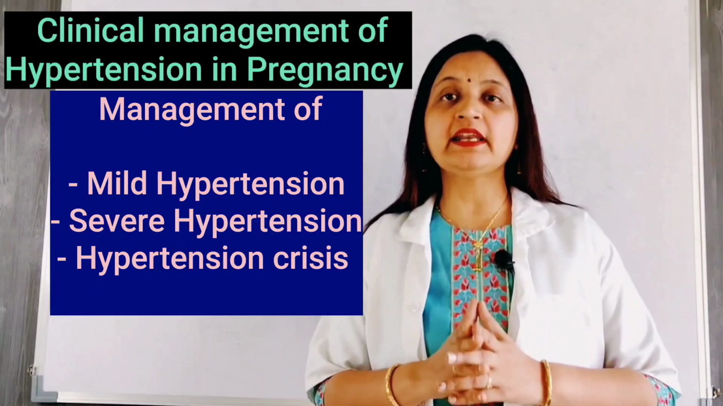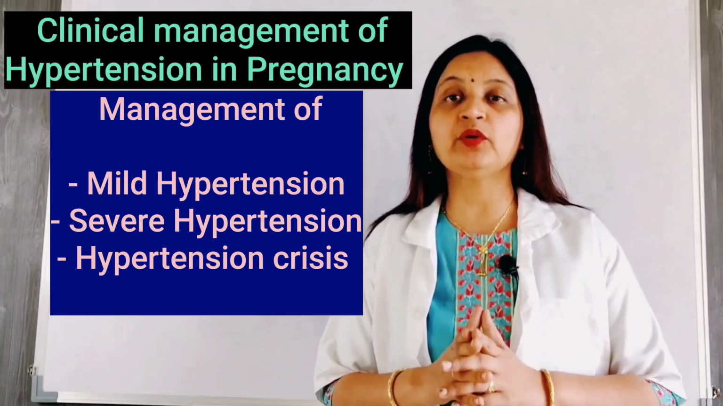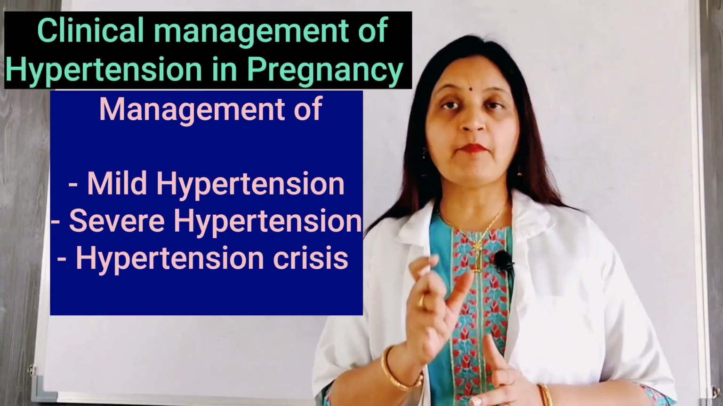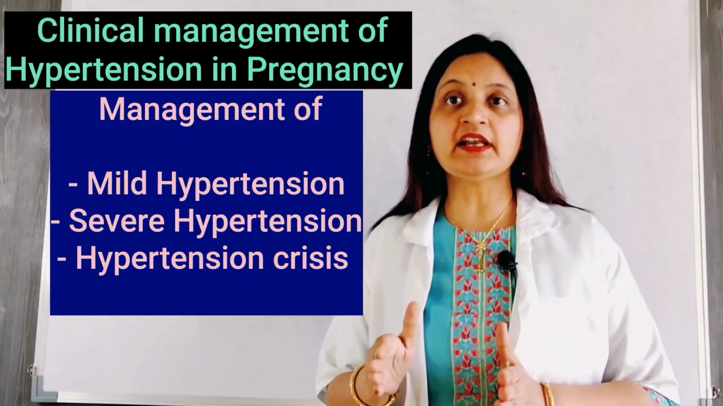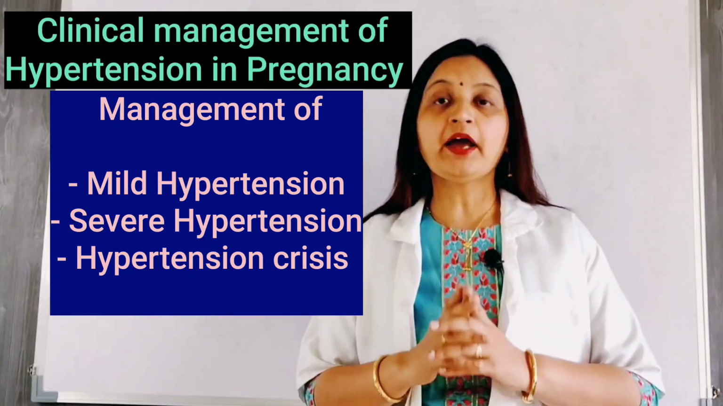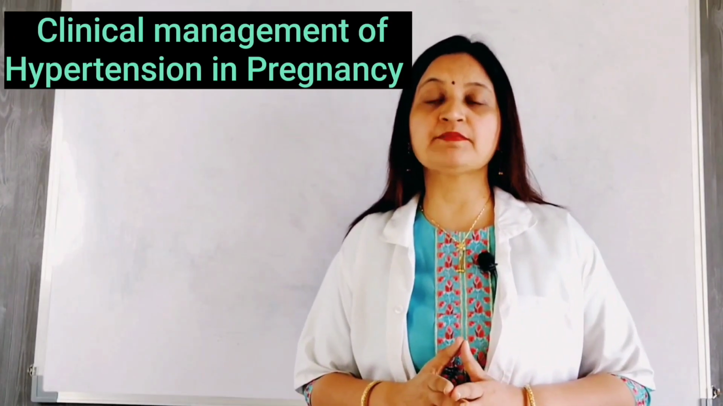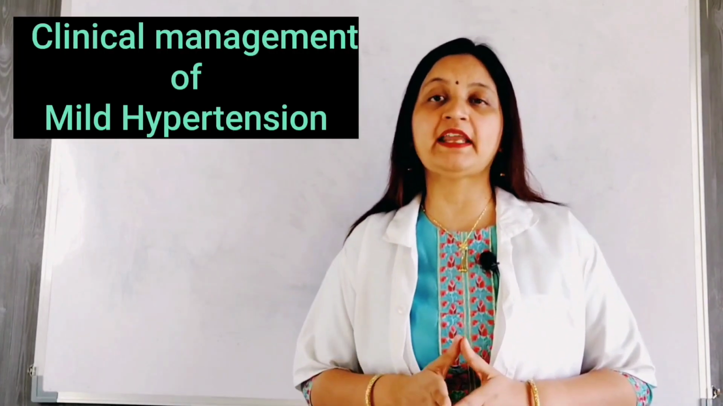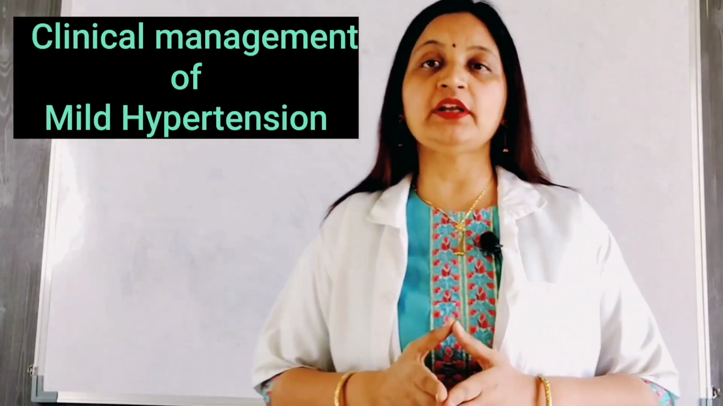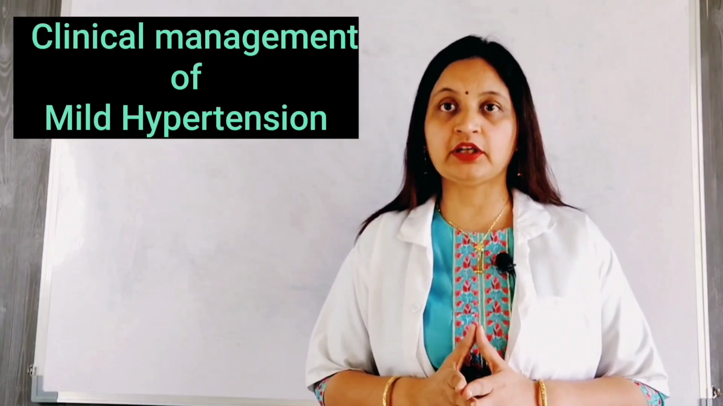Next, we move on to the clinical management of hypertension in pregnancy, which can be discussed under 3 headings: management of mild hypertension, severe hypertension, and management of hypertensive crisis. Hypertension in pregnancy is considered to be mild when the systolic blood pressure ranges between 140 to 159 mm of mercury and the diastolic blood pressure ranges from 90 to 109 mm of mercury.